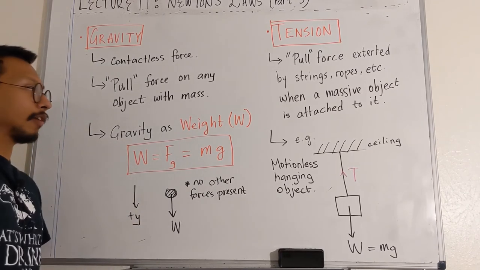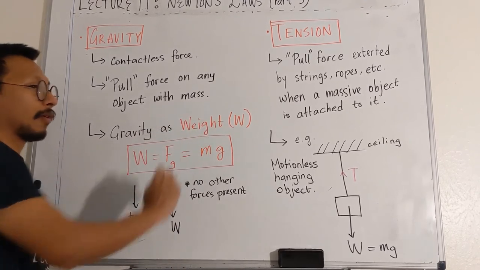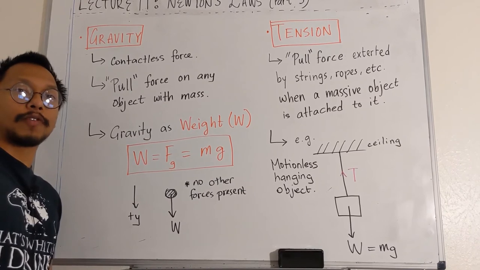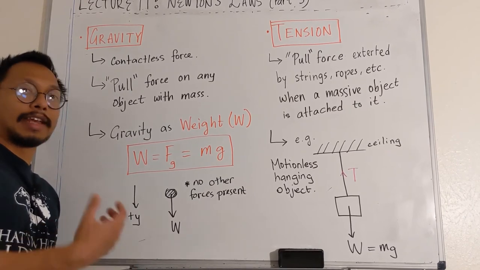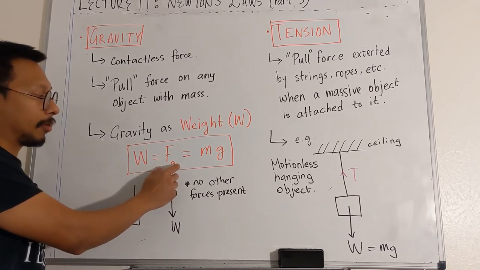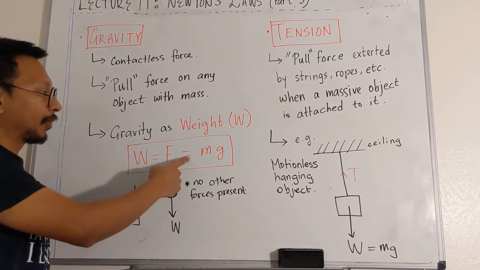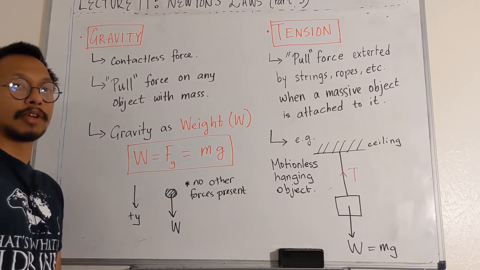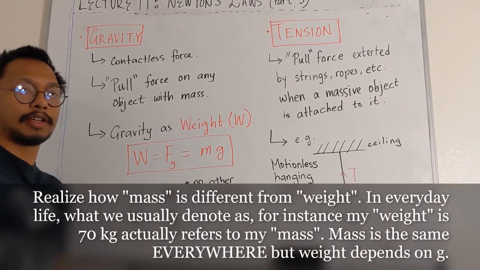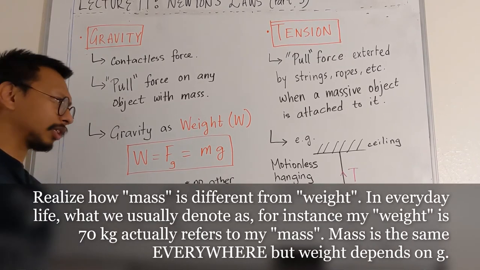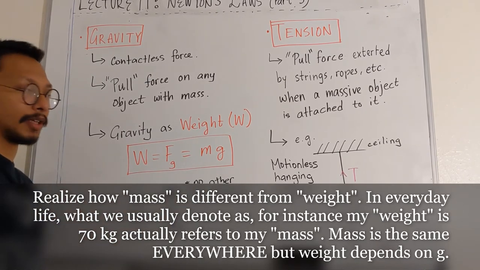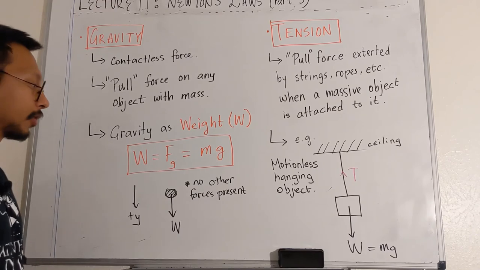And physically, we give gravity the name of weight. So what is weight? Weight is the force of gravity on any massive object. W, or weight, also can be denoted by F sub g, equals mass times gravity, m times g. g is 9.8 meters per second squared near the surface of the earth, but it can be different for different places like the moon or other planets.